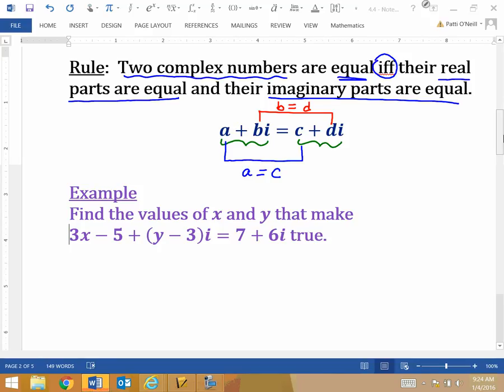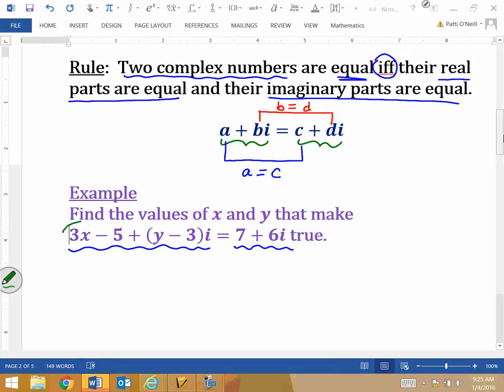So this example asks us to find the values of x and y that make the complex numbers that we have here true. So the first complex number is 3x minus 5 plus (y minus 3)i, and the second complex number is 7 plus 6i. So the biggest thing in order to tackle a problem like this is to figure out what the real part is and what the imaginary part is. And those two pieces need to be set equal to each other. So the imaginary part is always the piece that's right in front of the i. The real part is everything else.